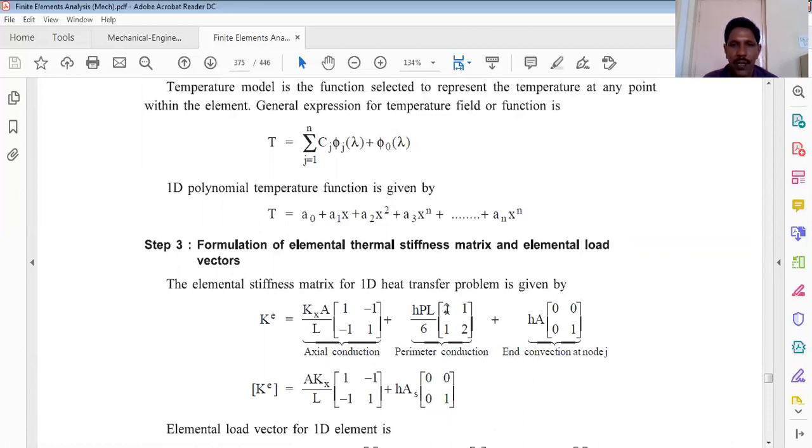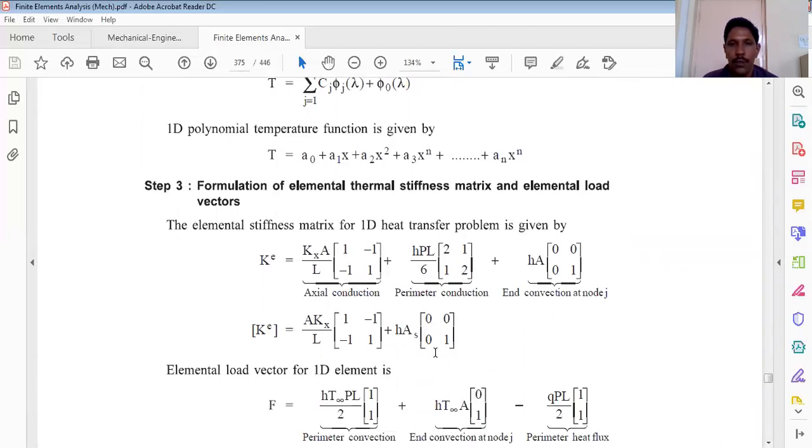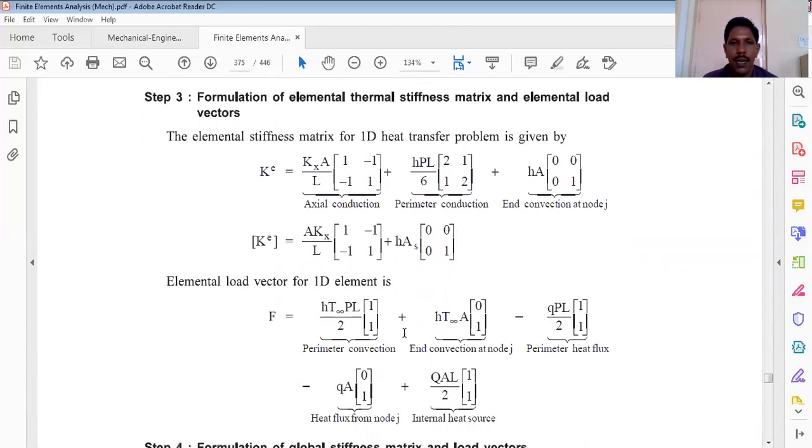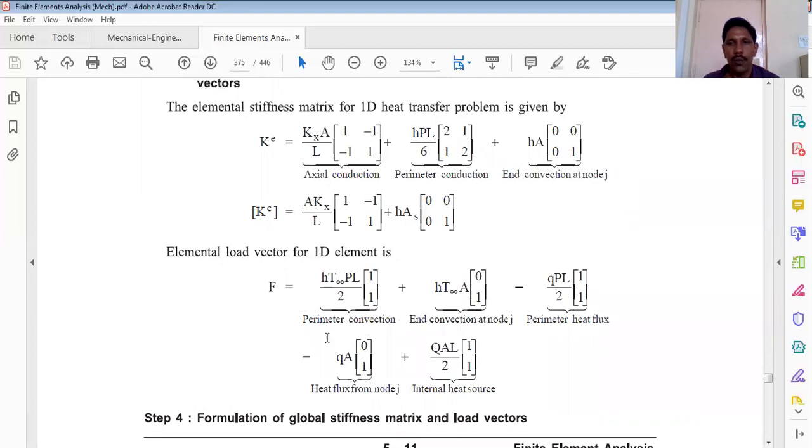If there is perimeter conduction in the case of circular surfaces, we can use this matrix also. So in general, we use this, and the load vector. In general, it may be due to the convection, or perimeter convection, or end convection, or perimeter heat flux, or it may be due to heat flux at node j or an internal heat source. So based on the requirement, we can use the load vector.